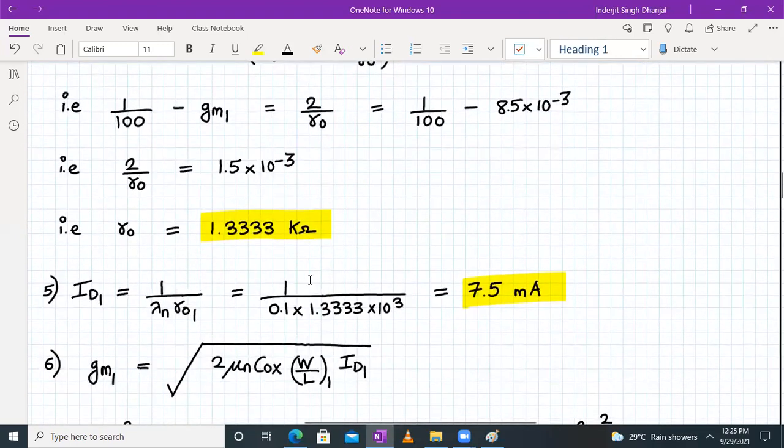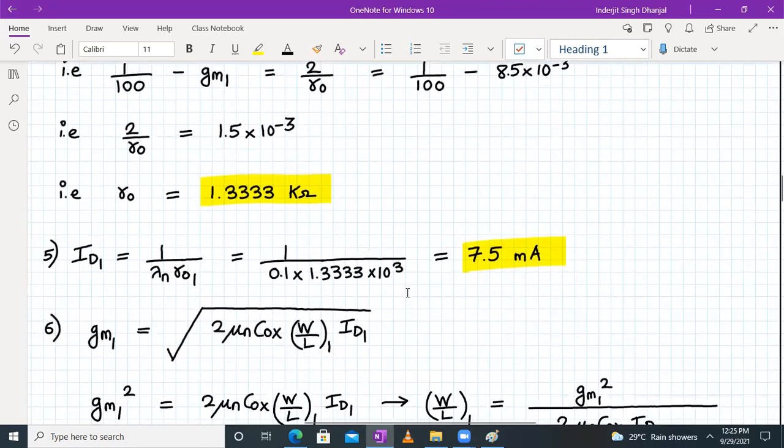So ID1 is coming out to be 1 divided by 0.1 into RO1, which is 1.333 into 10 raised to 3. So ID1 is coming out to be, if you plug in the values in the calculator, 7.5 milliamperes, correct? And we have determined the value of RO and ID1, and we know the formula for GM1.